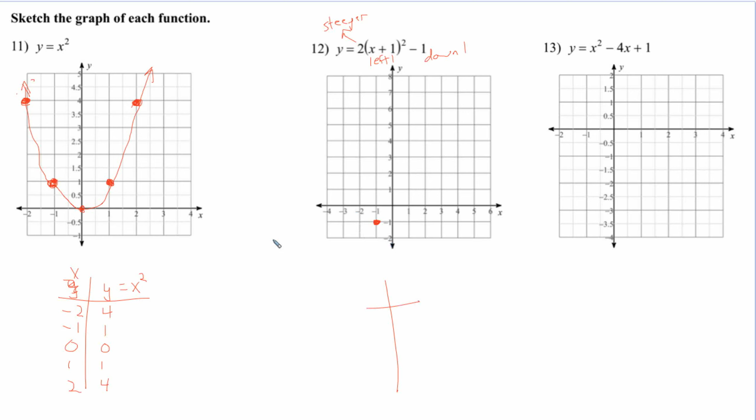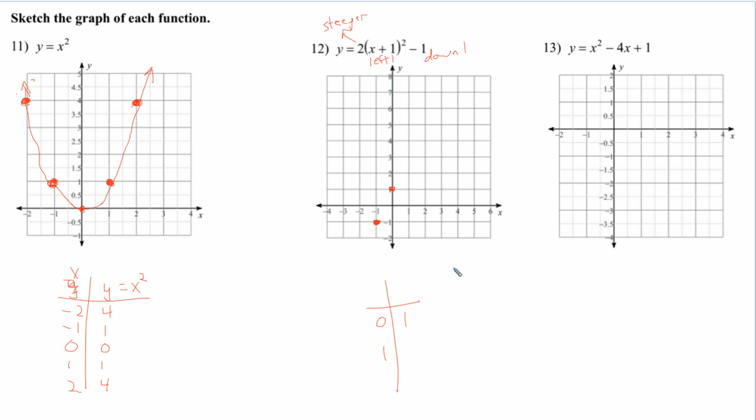And instead of picking 5 points like we did over here, we're just going to pick 2 points, ones close to -1. So let's go 0 and 1. Let's plug them in. 0 plus 1 is 1. Squared, 1 squared is still 1. 1 times 2 is 2, minus 1 is 1. So we have the point 0, 1.